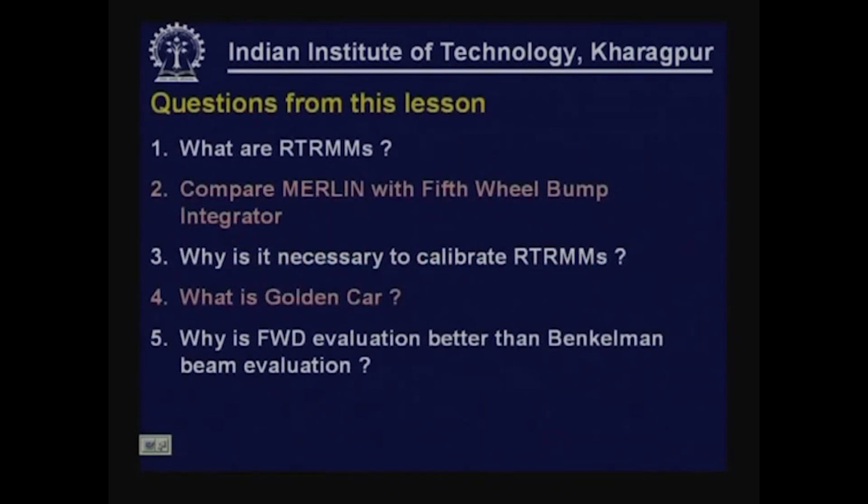The questions from this lesson are: What are RTRRMMS? Compare Merlin with fifth wheel bump integrator. Why is it necessary to calibrate RTRRMMS? What is a golden car? Why is FWD evaluation better than Benkelman beam evaluation?